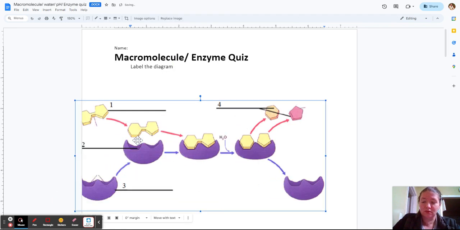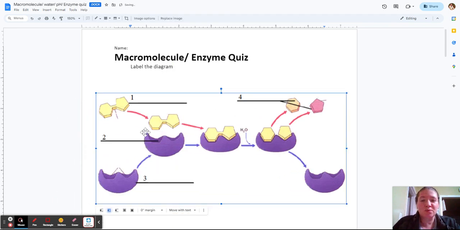Number two, this is pointing to the opening in the kind of shaded structure here. That is our active site. So that active site on the enzyme is where the substrate fits into. Number three is the actual enzyme. Okay, so that is the structure that's the enzyme.